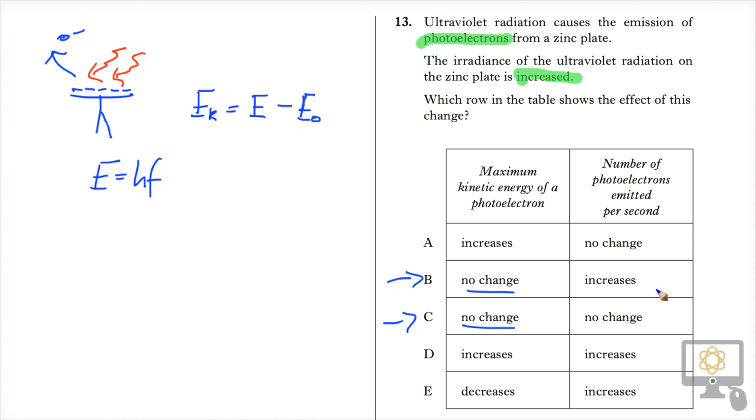So then if we look at the number of photoelectrons emitted per second, it's either going to be increases or no change as well. Now, what irradiance really means is it's a measure of the number of photons that are hitting the zinc plate per second. And so if the irradiance increases, that means there are more photons of a high enough energy to cause photoelectrons to be ejected. And so because there are more photons, more electrons will be emitted or ejected per second. And so the number of photoelectrons emitted per second must increase. And so therefore, our answer has to be B.